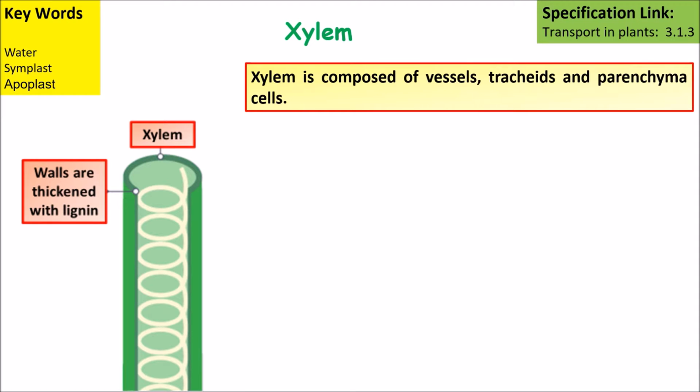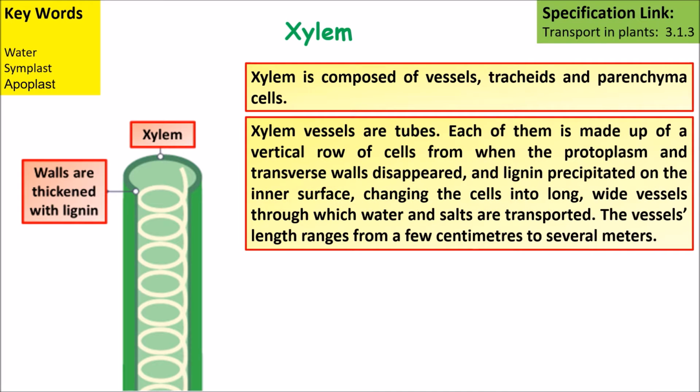So, xylem is composed of vessels, tracheids and parenchyma cells. Xylem vessels are tubes. Each of them is made up of vertical rows of cells where the protoplasm and transverse walls disappear and the lignin precipitated on the inner surface is left behind.